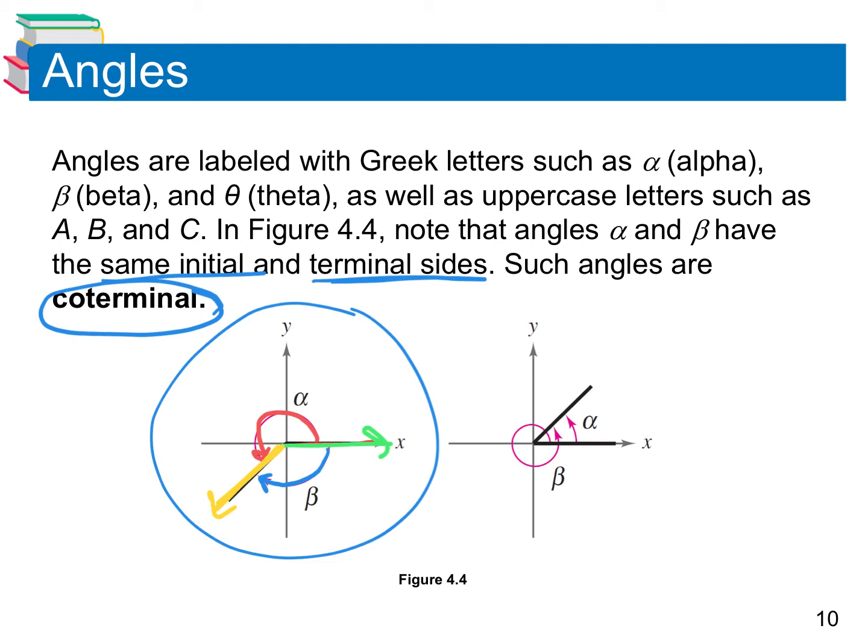In the second picture here, they're also coterminal because they have the same initial and same terminal side, but alpha just goes here, that little angle. Beta goes all the way around and then back to there. So again, these are coterminal angles. They have the same initial and terminal sides, but different angle measures. It ends up in the same spot.